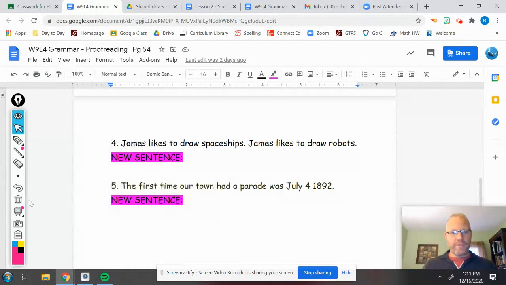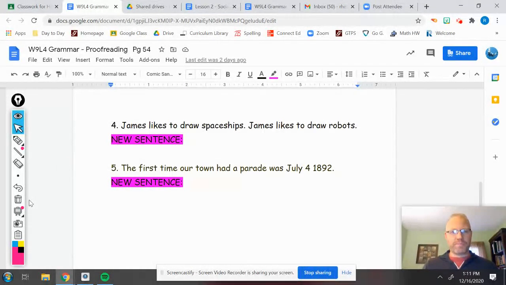Number 4. James likes to draw spaceships. James likes to draw robots. Take out any repeated words and use and.